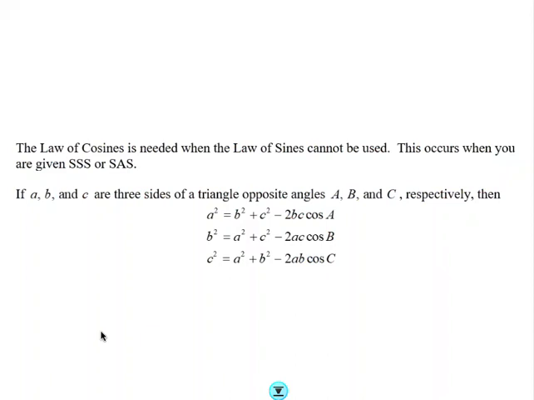If lowercase a, b, and c are the three sides of a triangle, opposite angles uppercase A, B, and C, respectively, then we have three versions of the law of cosines. For the first version, a squared equals b squared plus c squared minus 2bc times cosine A. We have three versions depending on which side of the triangle you are trying to find.